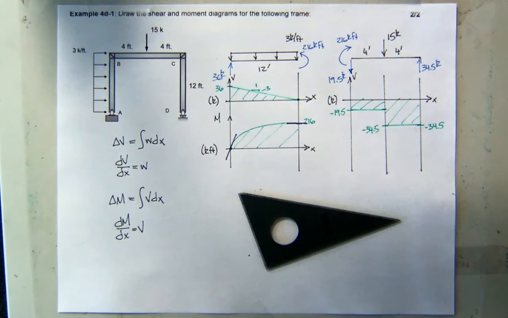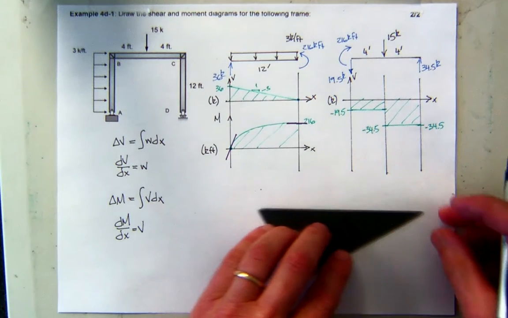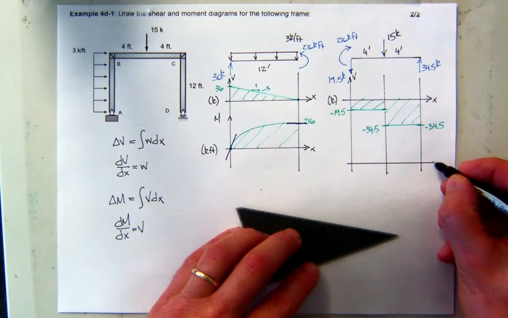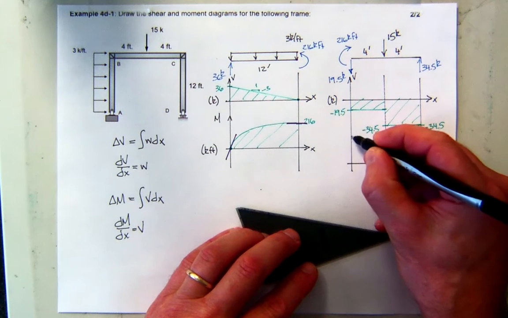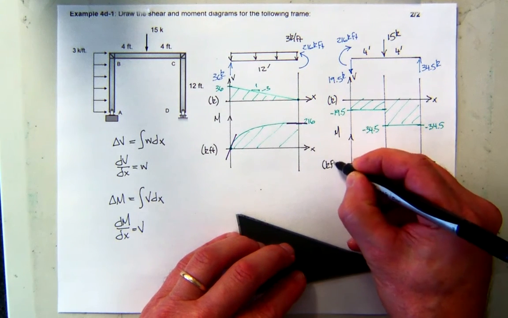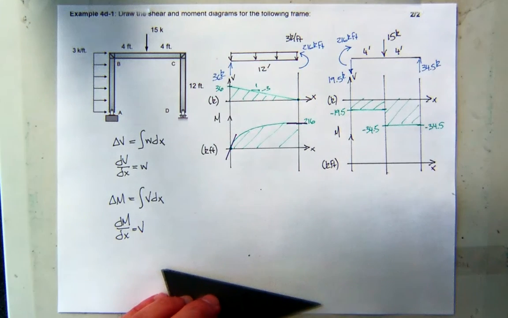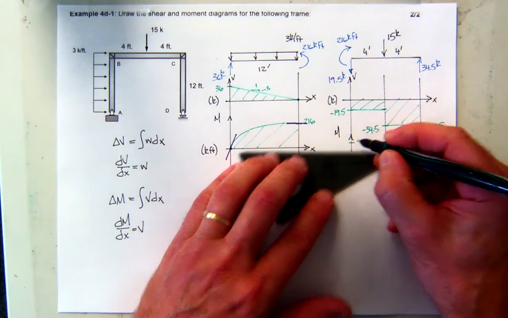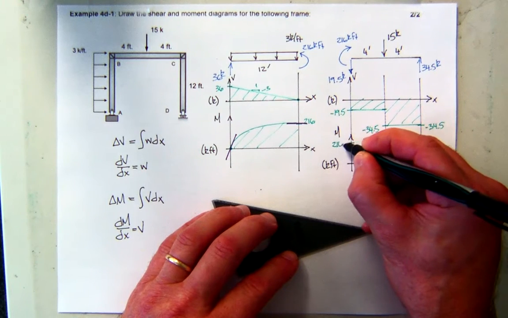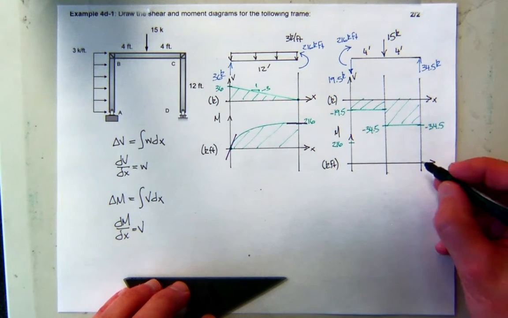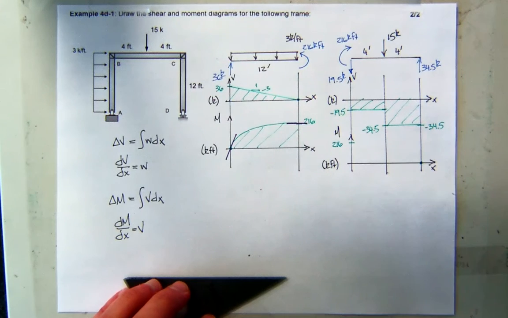Now what? Now we do our moment. Positive x, positive moment. All of our units will be in kip feet. What is the bending moment at B? 216. What is the bending moment at C? 0. Let's see if we can make those connect.